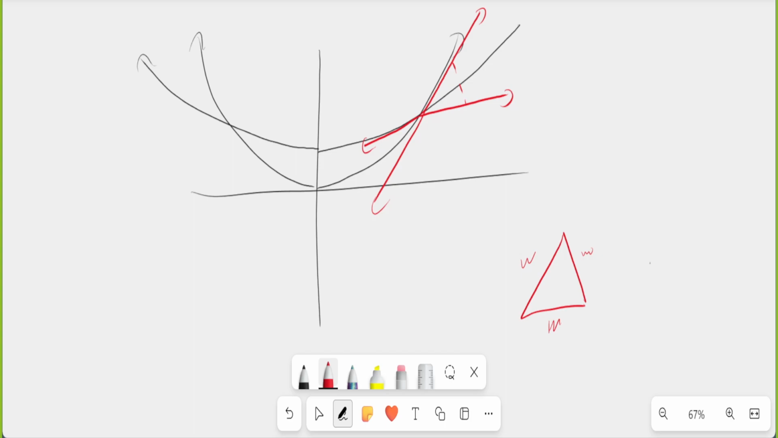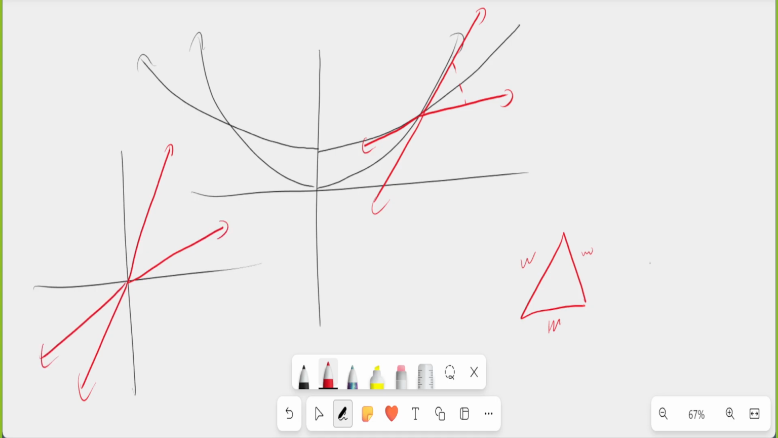Wait, that's actually really cool. So what they do is, you know the slopes of these lines, right? So what you do is you center them at the origin in a separate graph, and then you make a triangle. You can pick an arbitrary point.